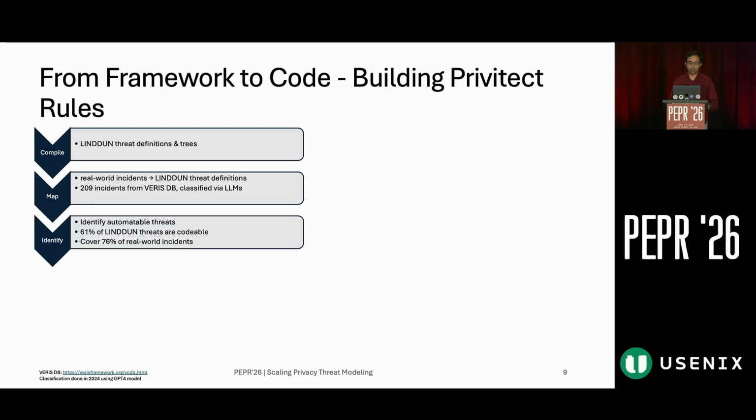Then we identify out of those LINDDUN threats which ones can actually be coded or automated. We find that around 61% of LINDDUN threats are codable. And considering the mapping with the real-world incidents, we find that 76% of real-world incidents can be covered by these 61% of codable LINDDUN threats.